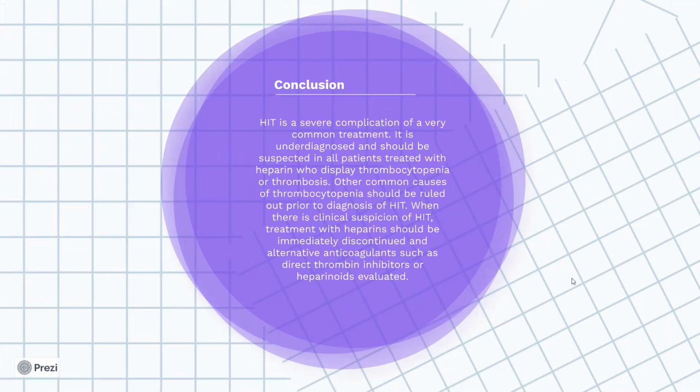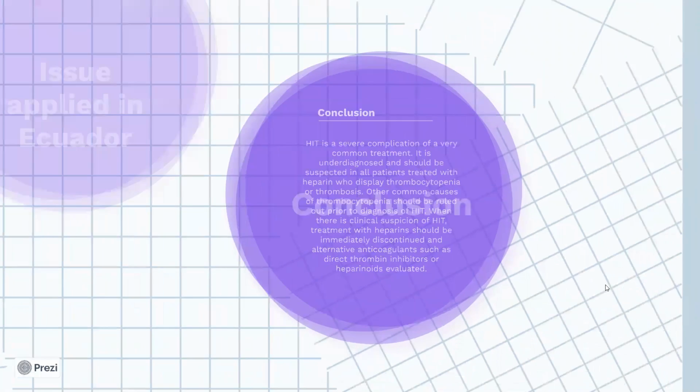Conclusions: heparin-induced thrombocytopenia is a severe complication of a very common treatment. It is underdiagnosed and should be suspected in all patients treated with heparin who display thrombocytopenia or thrombosis. Other common causes of thrombocytopenia should be ruled out prior to the diagnosis of heparin-induced thrombocytopenia. When there is clinical suspicion of heparin-induced thrombocytopenia, treatment with heparin should be immediately discontinued, and alternative anticoagulants such as direct thrombin inhibitors or heparinoids evaluated.